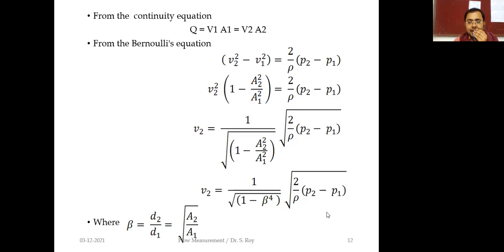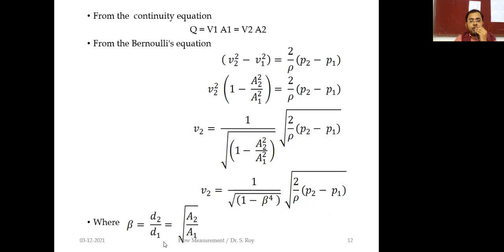So we can see here that the velocity of that fluid we are able to find out, and that has a direct relation with the differential pressure. How are they related? They are proportional to the square root of the del P. So V is directly proportional to the square root of the differential pressure.